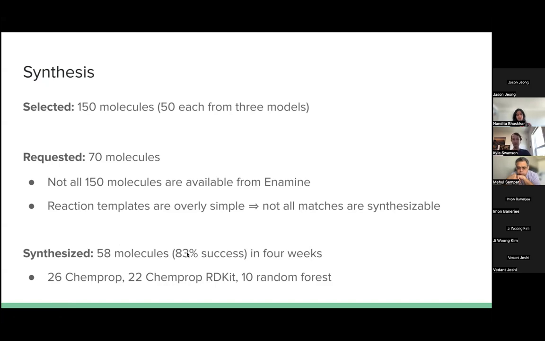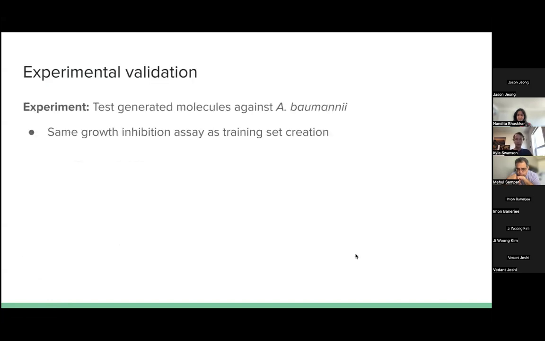Among those 58, we had 26 that were from SyntheMol with Chemprop, 22 that were SyntheMol plus Chemprop RDKit, and then 10 that were SyntheMol plus random forest. And so now we can finally get to the exciting and scary part a little bit as well, which is experimental validation. So seeing if the molecules actually work or not.